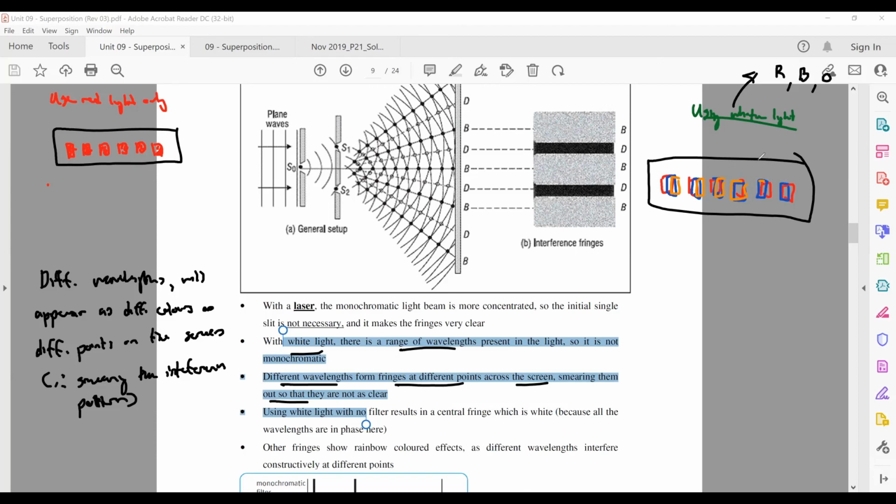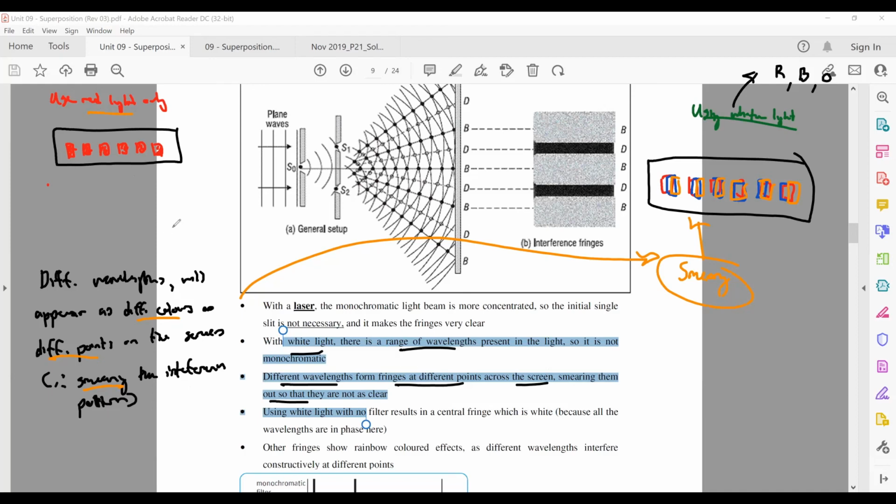Anyway, sorry. So this is what we call smearing, right? Because the colors seem to be mixed. Different wavelengths, different colors at different points on the screen. So you will smear the interference pattern as opposed to using just a single wavelength or monochromatic light.